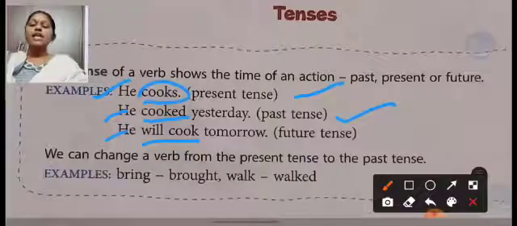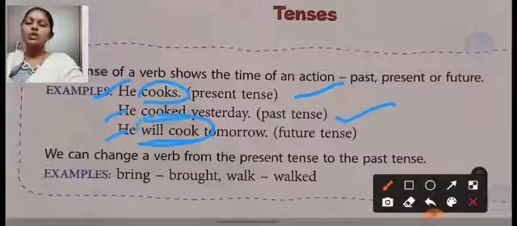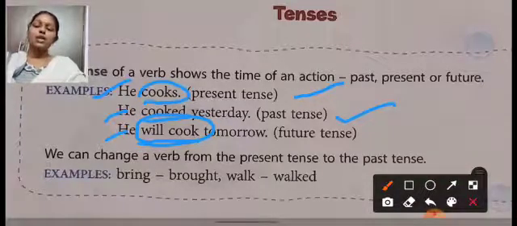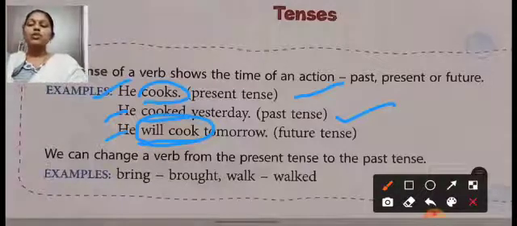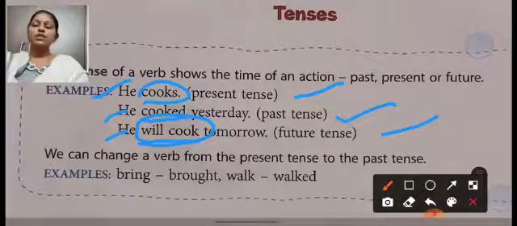Okay, and he will cook tomorrow. So here will cook shows the action of future time. He will cook when? Tomorrow. Future. We are talking about the future. So will cook represents the time of future. So there are three different tenses: present tense, past tense and future tense.